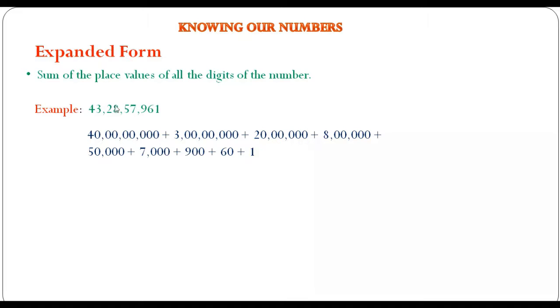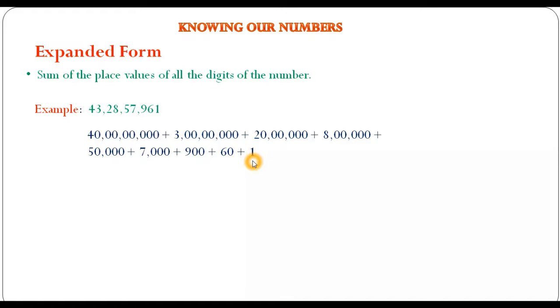Then plus 8 is at lakhs place, so 8 into lakh, that is 8 lakh. Then plus 5 is at 10,000's place, so 5 into 10,000, that's 50,000. Plus 7 is at thousands place, 7 into 1,000, that's 7,000. Plus 9 is at hundreds place, and 9 into 100, that's 900. Plus 6 is at tens place, so 6 into 10, that is 60. Then plus 1 is at ones place, so 1 into 1, that is 1.